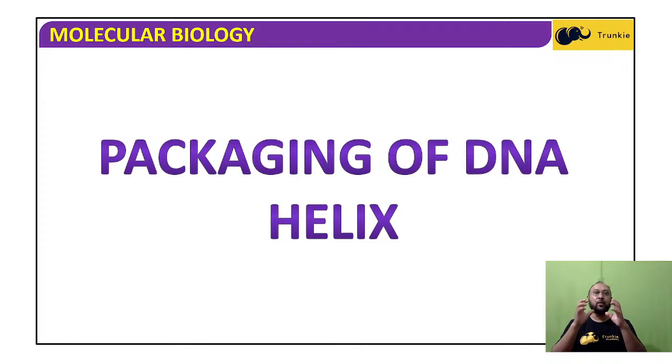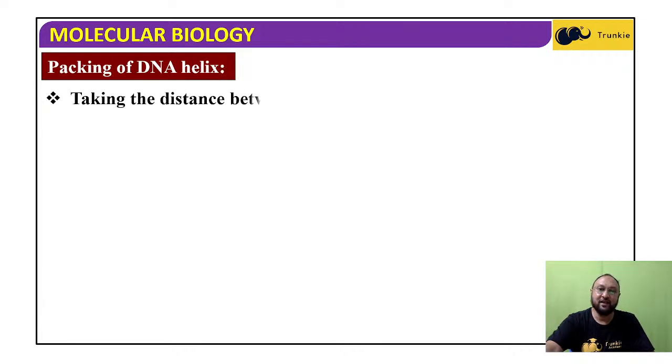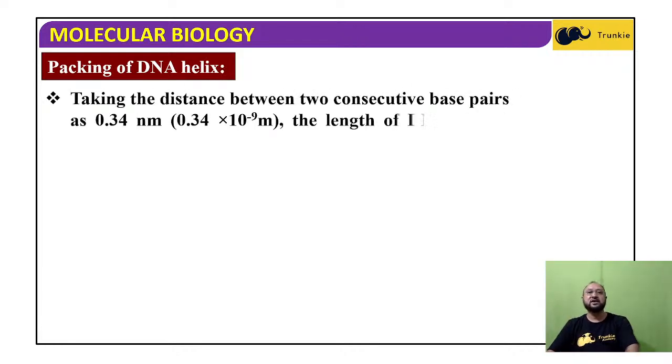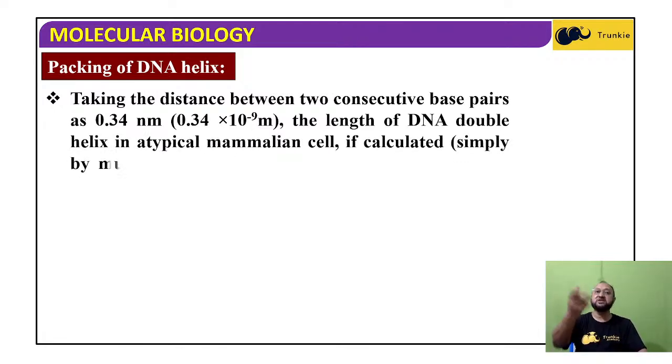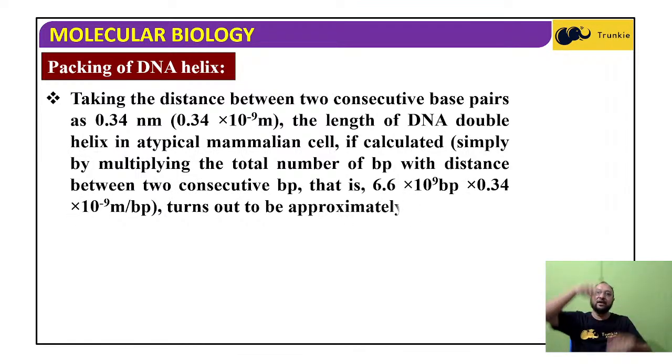So when we say DNA is well packed, that means it has an important kind of structure which is not found in prokaryotic cells. That is the reason the genetic material is called naked in prokaryotic cells. Packaging of the DNA helix: the distance between two consecutive base pairs is 0.3 nanometer, as we studied just now. One turn is 3.4 nanometer.